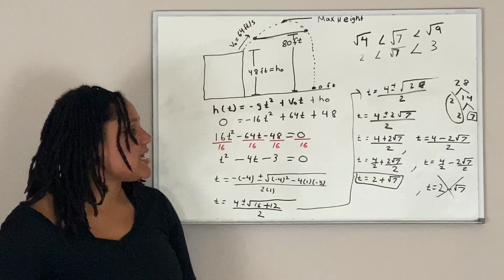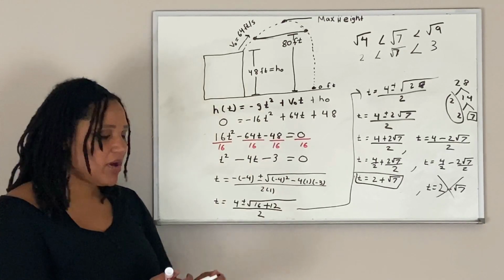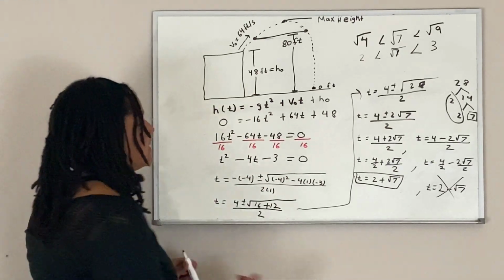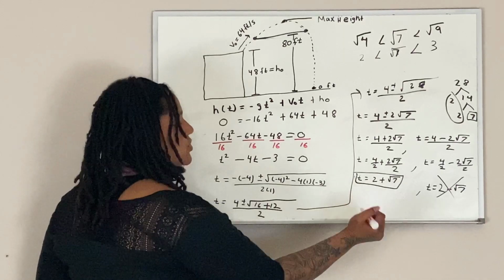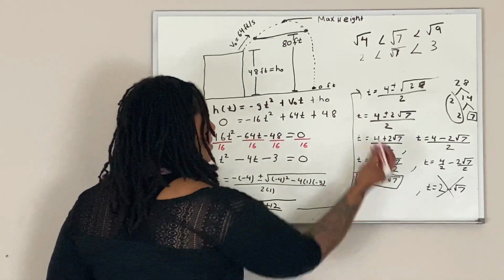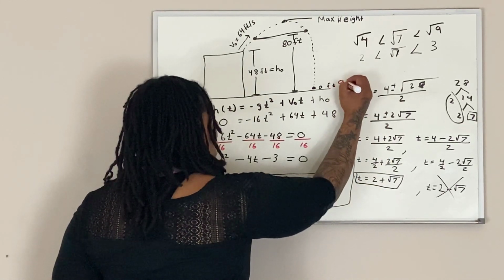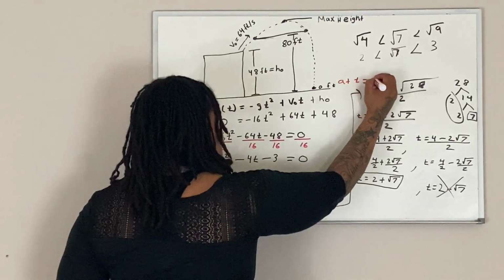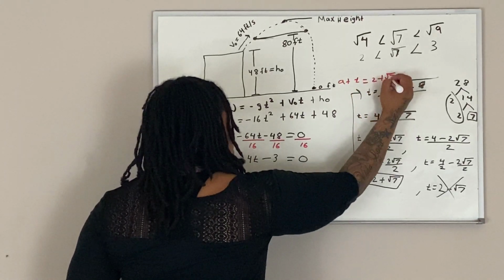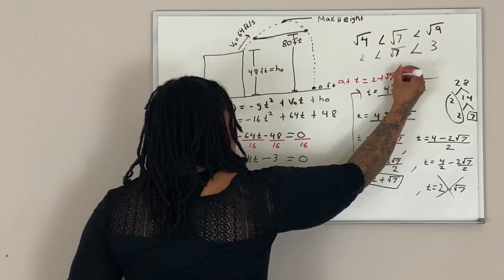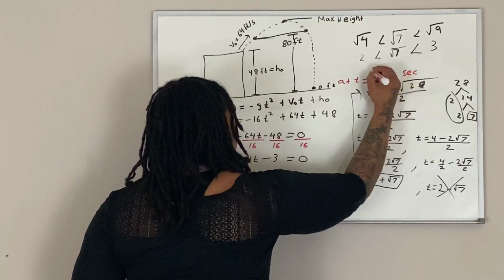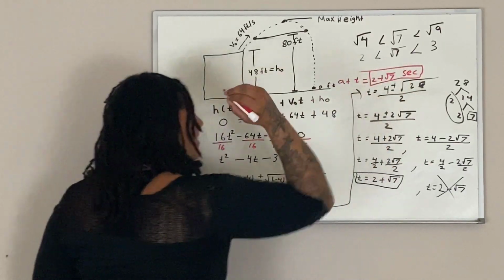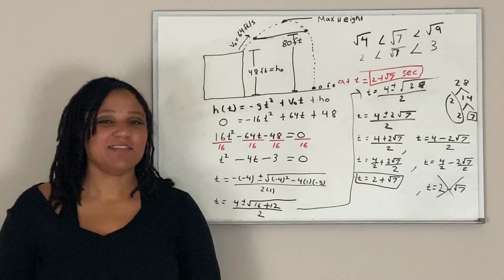So the time it takes for the ball to hit the ground is t equals 2 plus root 7. So this happens at t equals 2 plus root 7 seconds. All right. And that is how you solve the equation.